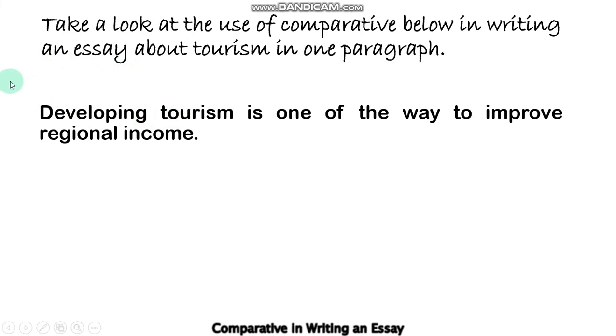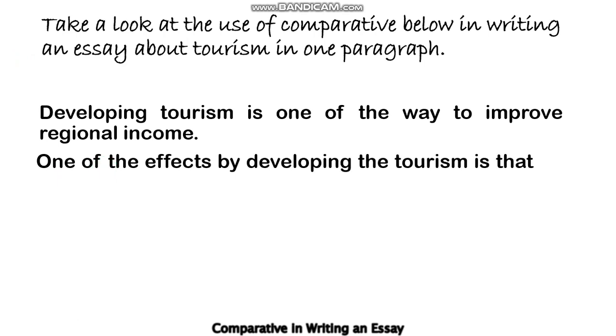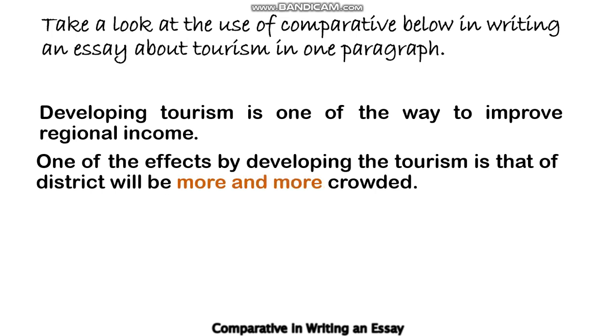This topic sentence talks about developing tourism to improve regional income, and we need to support this topic sentence with comparatives. Take a look at the first supporting sentence. One of the effects of developing tourism is that the district will be more and more crowded. In this sentence, more and more crowded gives an explanation of why we need to develop tourism.